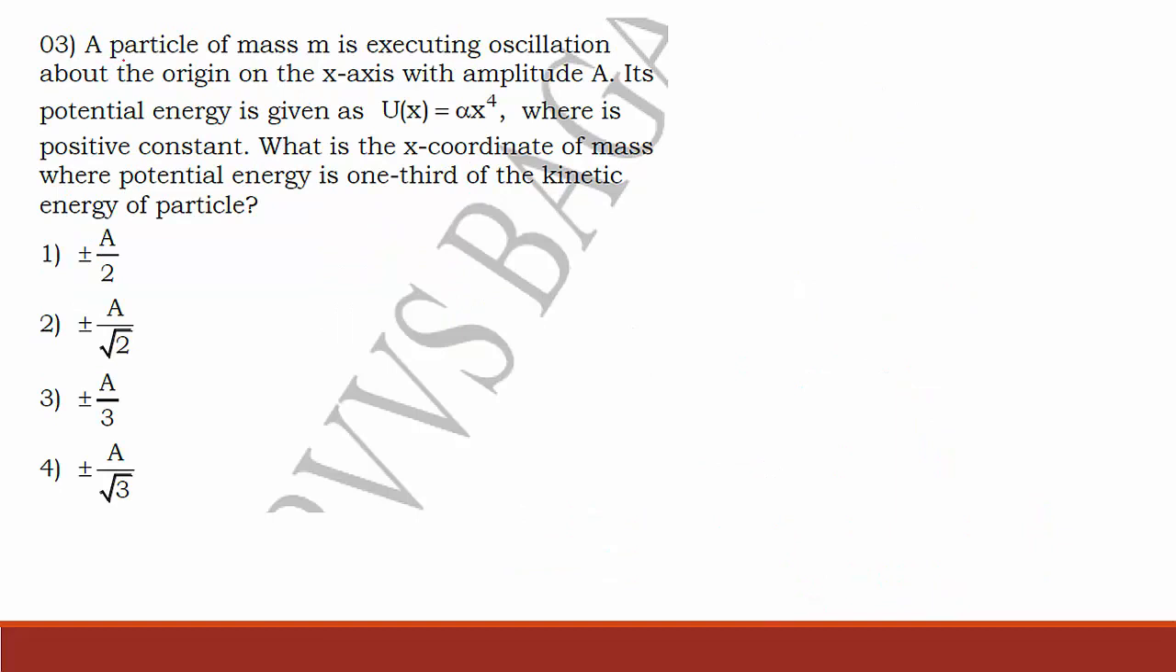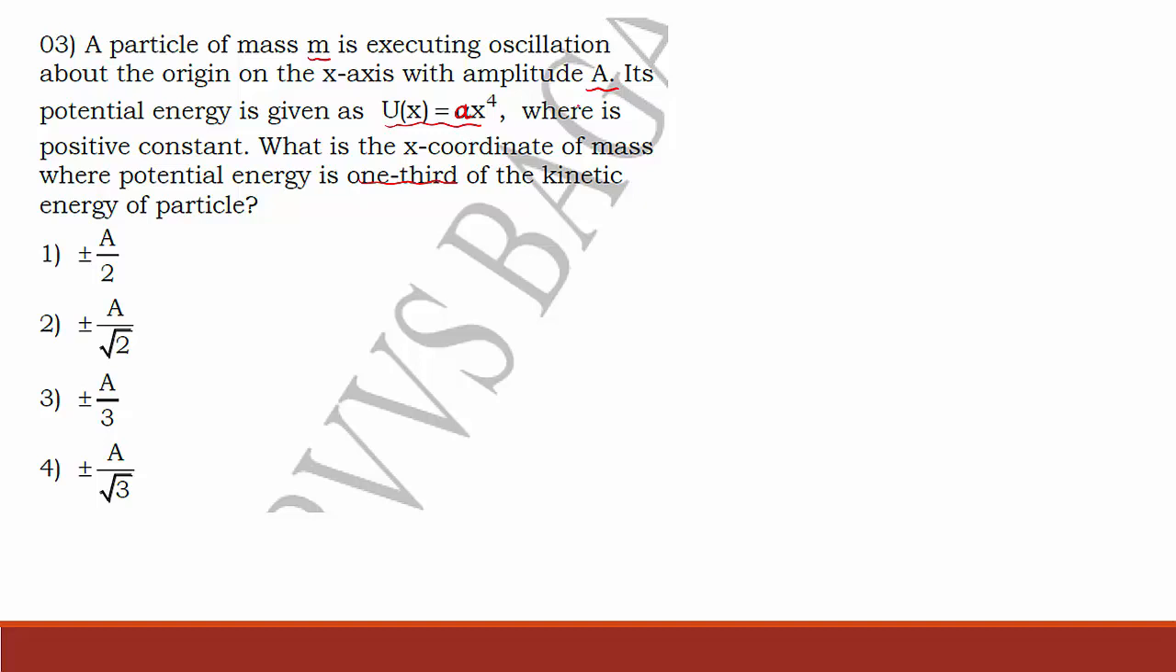Come to the third question. A particle of mass m is executing oscillation about the origin on the x-axis with amplitude a. Its potential energy is given by U of x equals a x raised to 4, where a is a positive constant. What is the x coordinate of the mass where potential energy is 1/3 of the kinetic energy of the particle?